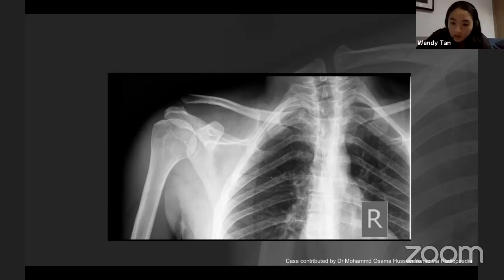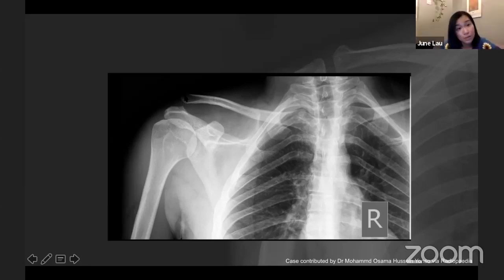So someone's mentioned AC disruption or AC luxation, scapular dislocation. Yeah, so the first few answers were what I was looking for. So you can see here your AC joint is disrupted or dislocated. So you've got an AC joint dislocation.